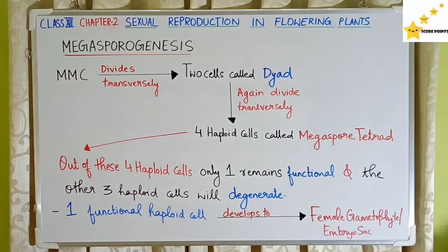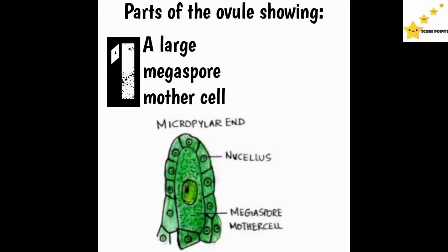Out of these four haploid cells, only one remains functional. The remaining three haploid cells will degenerate. So this one functional haploid cell develops into a female gametophyte or embryo sac. The MMC undergoes meiosis, and now you can see the megaspore mother cell.